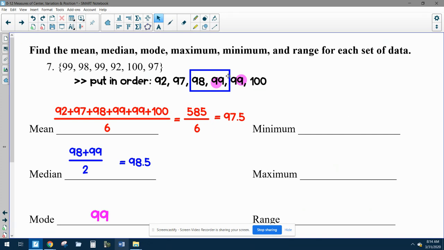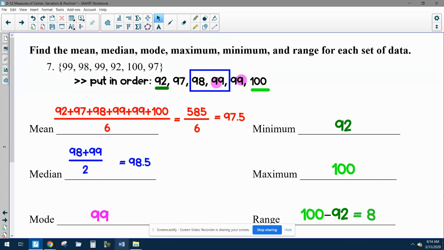Now we've already put our values in order, so this makes it easy to identify our minimum, which is our smallest value, and our maximum, which is our largest. So minimum is 92, max is 100. And then to calculate the range, we always subtract the smaller from the larger. So 100 minus 92, or 8, for our range.